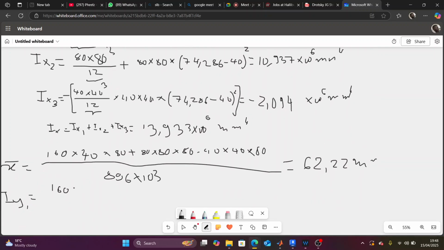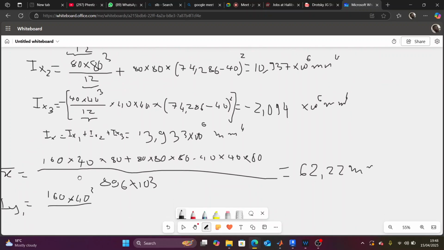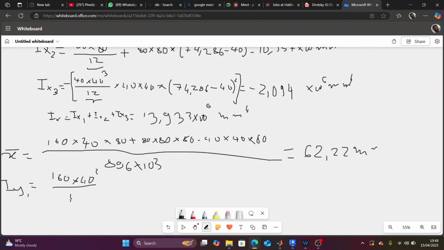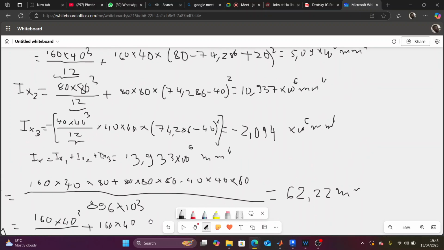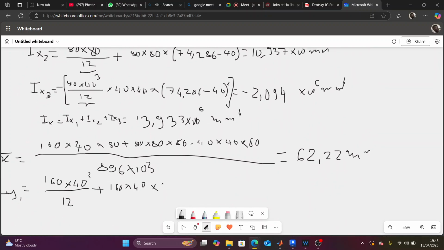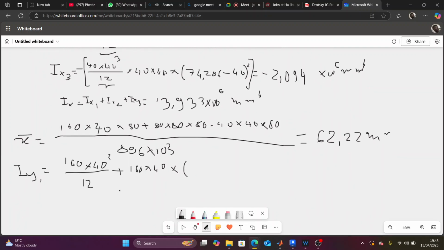It is 160 times 40. Is it cube? Yes, cube. 12 plus 160 times 40, multiply by what? What do we have now?